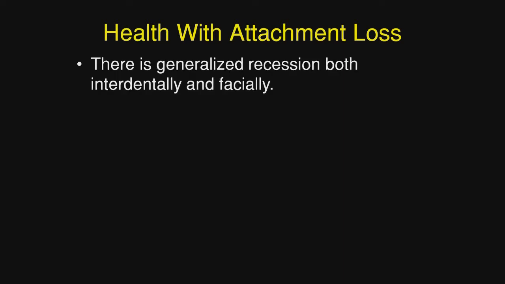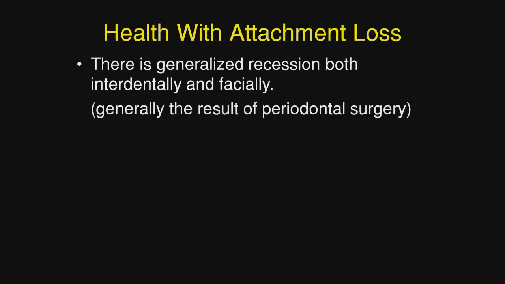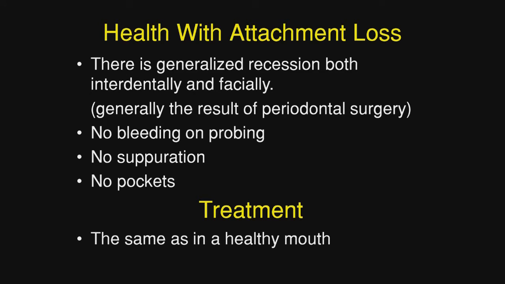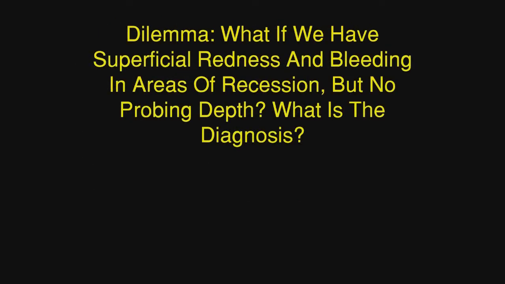Much discussion went on with various faculty members in dealing with health with attachment loss. This is a patient that has generalized recession interdentally as well as facially, and generally this is a result of periodontal surgery. There's no bleeding on probing, there's no suppuration, and there are no pockets. So what we're dealing with as treatment on this is the same as a healthy mouth, and basically even though there's attachment loss, we're going to just do a prophy on this particular patient.